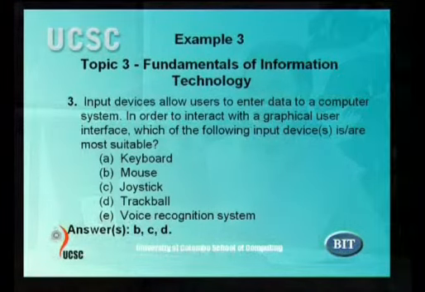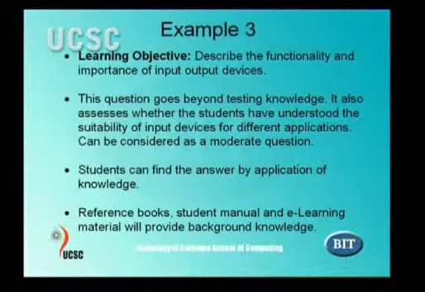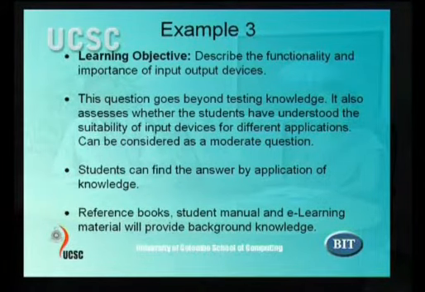Now compared to the last 2 questions, how do you summarize the main difference with respect to this question? Yes, let's look at the learning objective first. In the learning objectives, we have mentioned the students should be able to describe the functionality and importance of input-output devices. So again, this question is not straight from the reference or the text material. It assesses whether the students have understood the suitability of input devices for different applications. Therefore, it can be considered as a moderate question.